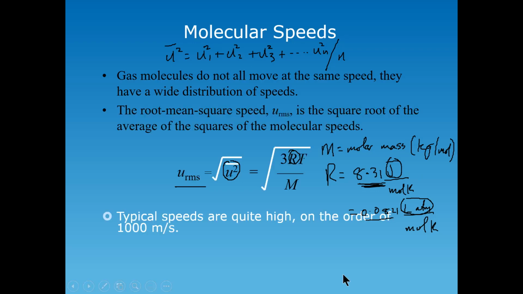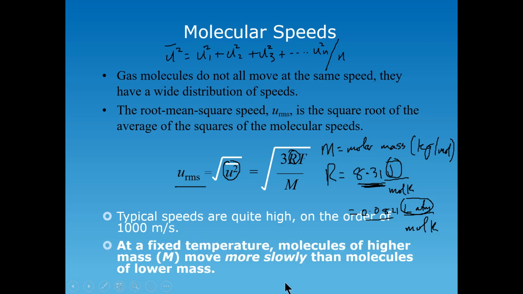Okay, so some comments about the root mean squared speed here. Typically, the speeds are quite high, on the order of 1,000 meters per second. So you might have, in some situations where the root mean squared speed is lower, maybe 900, 800, thereabouts, or you can have it higher, 1,100, 1,200, and so on, all right?